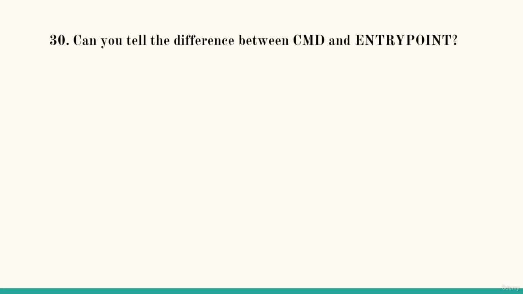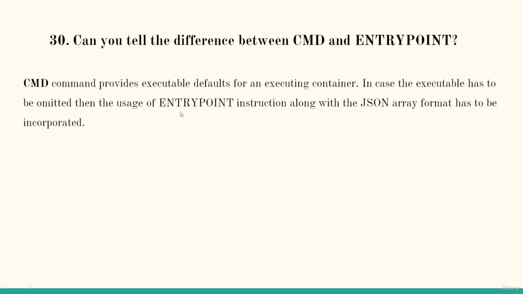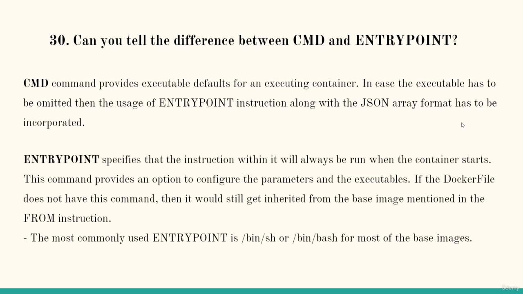Can you tell the difference between CMD and ENTRYPOINT? The CMD command provides executable defaults for an executing container. In case the executable has to be omitted, then the usage of the ENTRYPOINT instruction along with the JSON array format has to be incorporated. ENTRYPOINT, on the other hand, specifies that the instruction within it will always be run when the container starts. So this command provides an option to configure the parameters and executable.